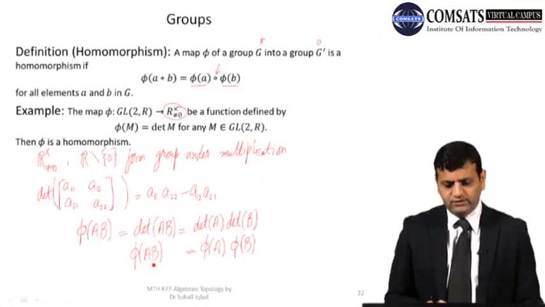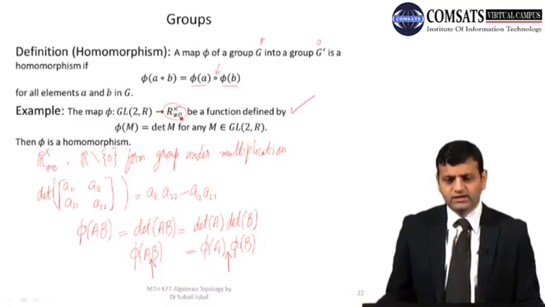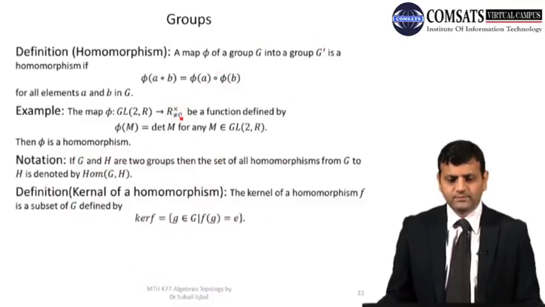So the multiplication between A and B is the matrix multiplication, and the multiplication between phi of A and phi of B is the multiplication of real numbers, because phi of A is a real number, phi of B is a real number. So this satisfies the condition of the homomorphism. So we can say that this function phi from GL to R star, non-zero real numbers under multiplication, is a homomorphism.